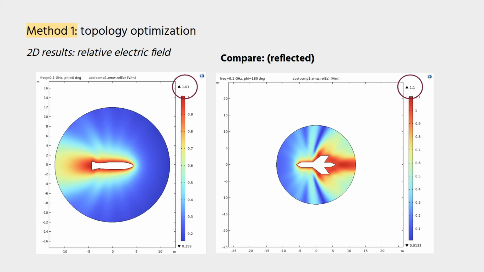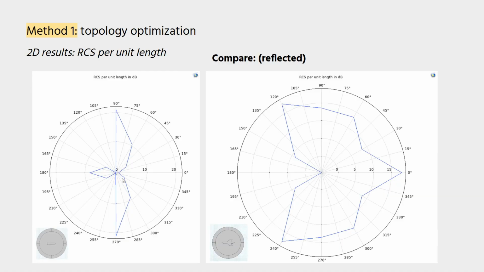And the total variation in the electric field is a lot less compared to the benchmark. So it is much improved. This is reflected in the RCS diagrams, where you see a large region of invisibility at the phi equals 0 incident angle, and these very large spikes in visibility at the perpendicular angles. Compared to the benchmark plane, which is really all over the place.